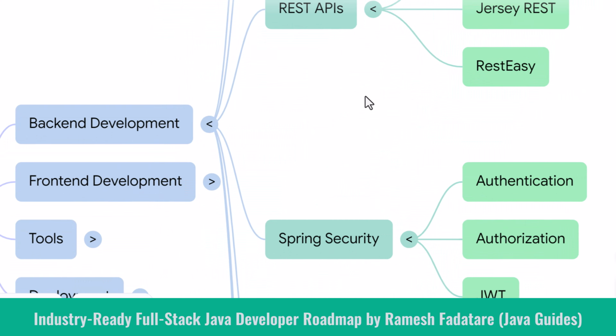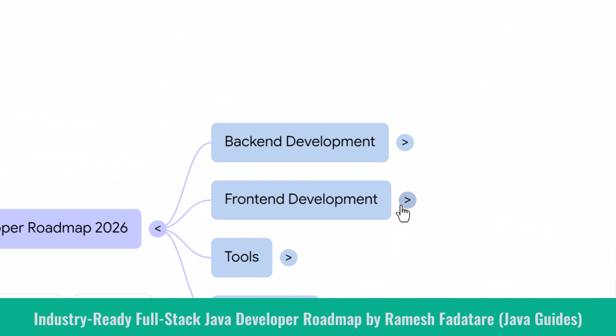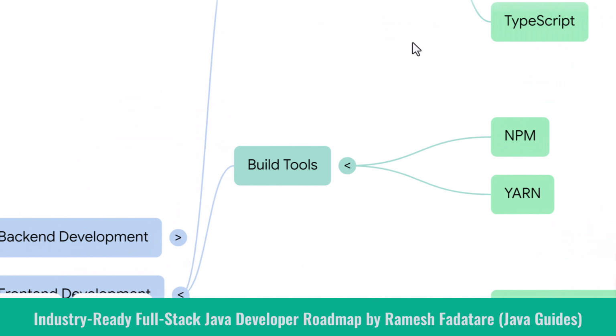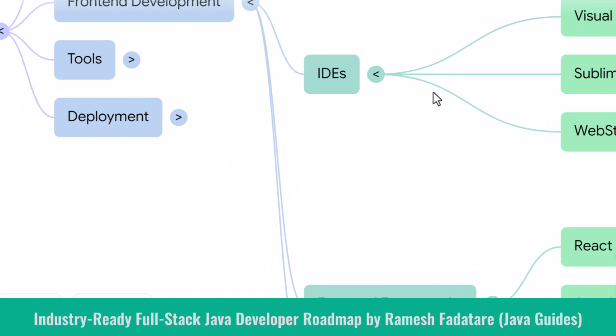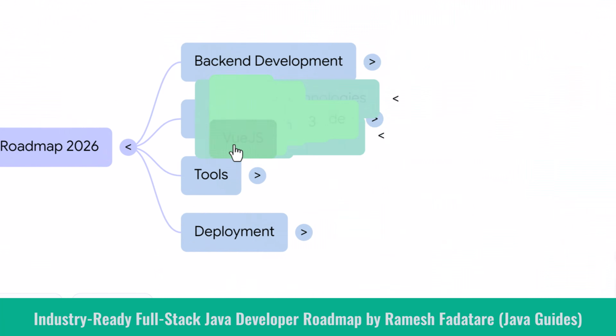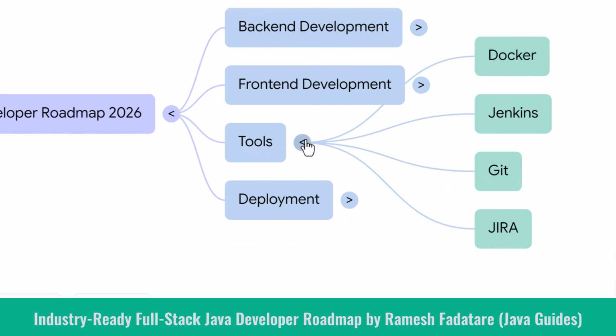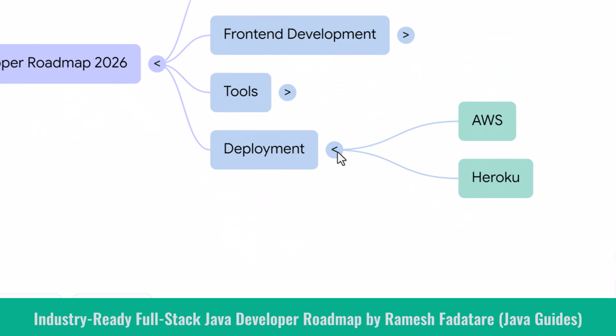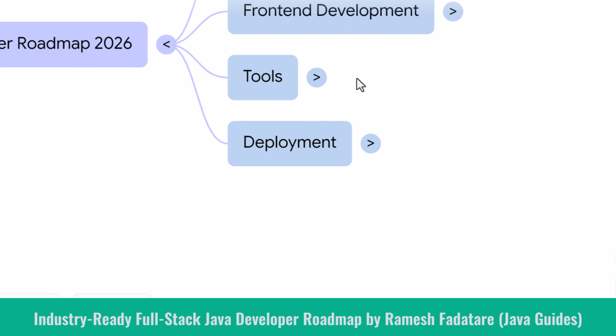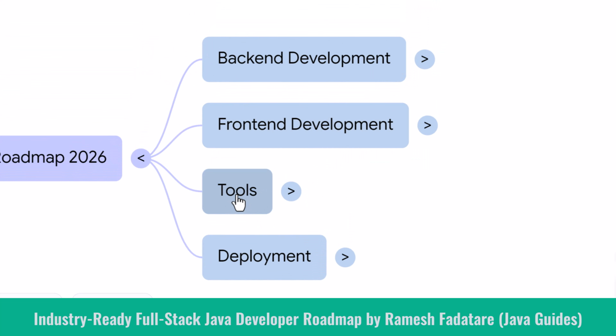Today we are going to walk through the complete full stack Java developer roadmap for 2026. If you want to become a powerful full stack engineer who can build applications end to end, backend, frontend, tools, infrastructure, everything, then this roadmap is for you. We'll start with the backend, then move to the frontend, then explore the essential tools, and finally look at deployment skills you need in the real world.